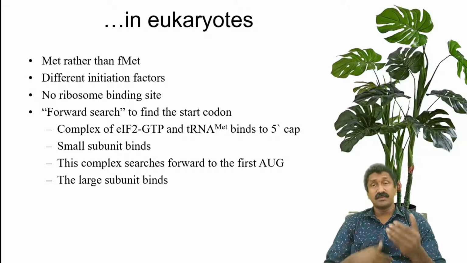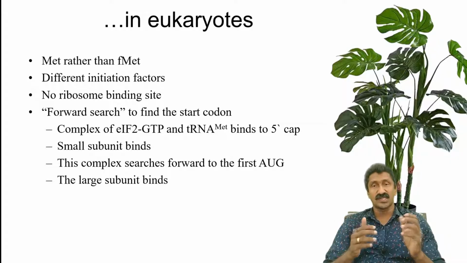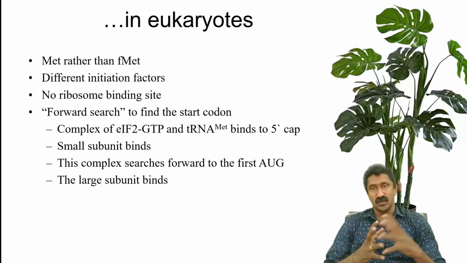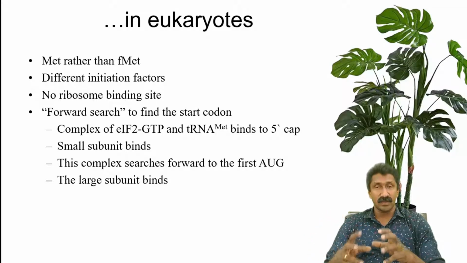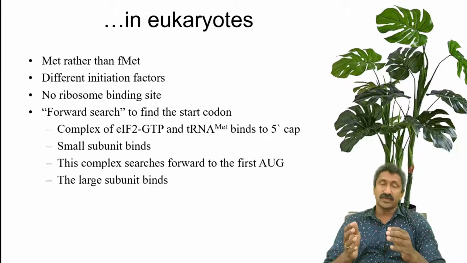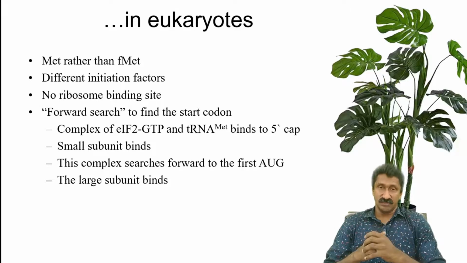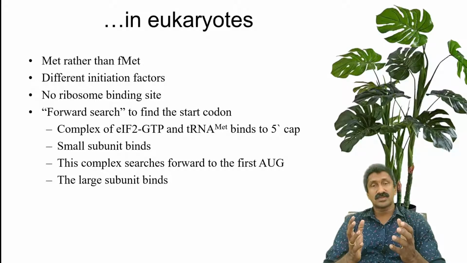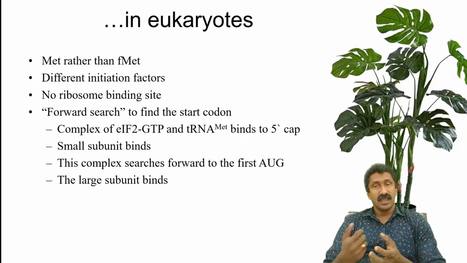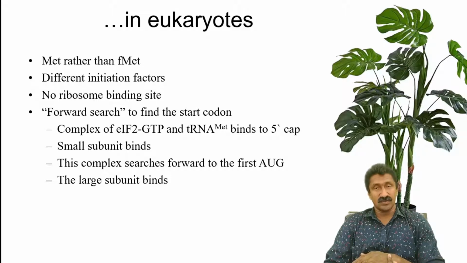Then how does it bind specifically and reach the start codon? It uses a process known as the forward search method to find the start codon, for which it will bind at one end. And you know that at the 5' end of the eukaryotic mRNA, we have a 5' cap. So there is a complex of eukaryotic initiation factor 2 bound with GTP and the charged methionine tRNA, and that complex binds to the 5' cap initially, and the smaller subunit of the ribosome also binds.